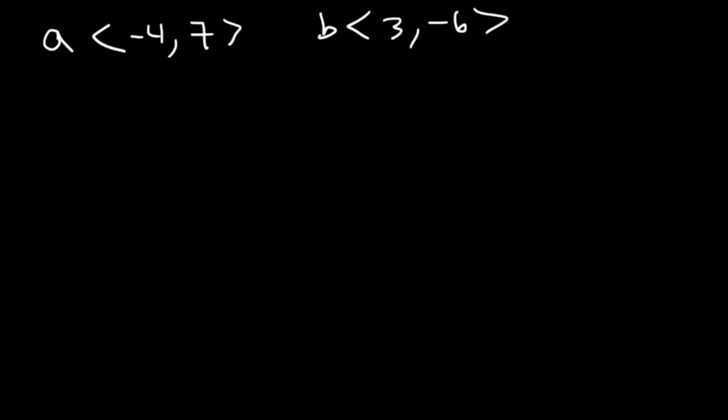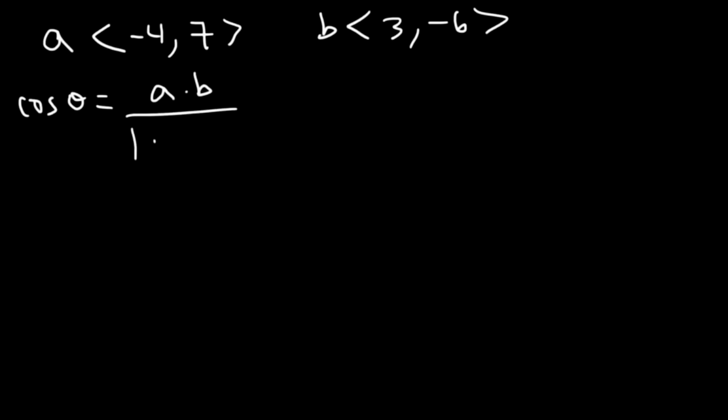Let's try another example. Let's say vector A, this time I'm going to write it in this form. Let's say it's -4, 7, and vector B is 3, -6. Find the angle between these two vectors. So cosine theta is equal to the dot product of A and B divided by the magnitude of A and B. You can do it separately or all together.